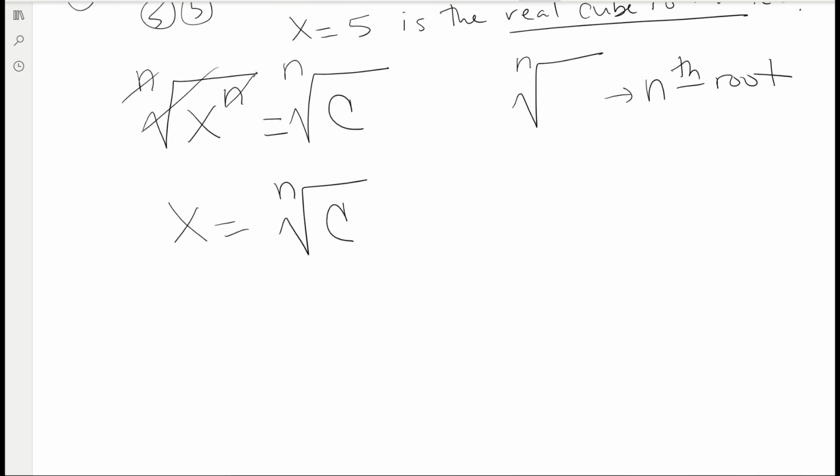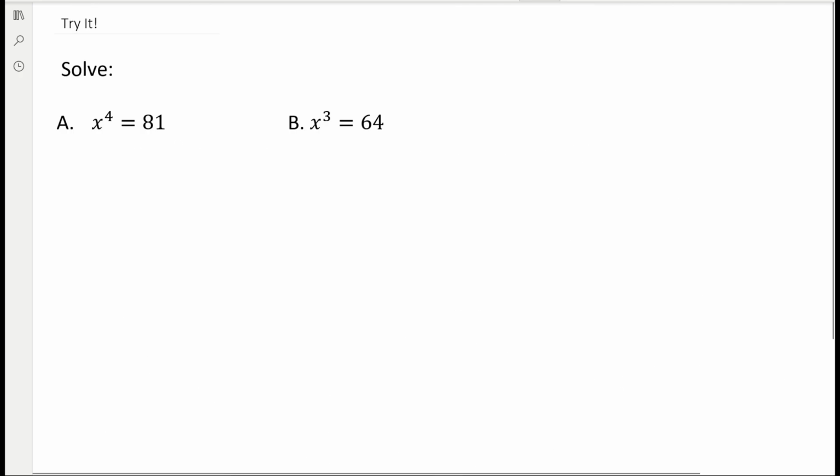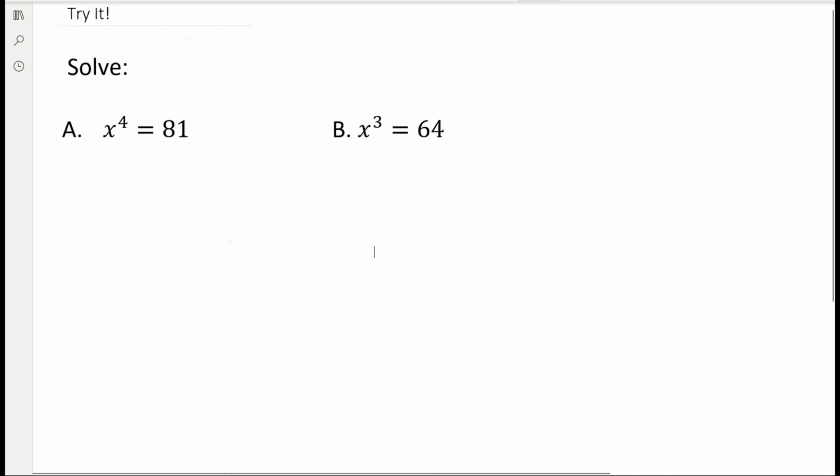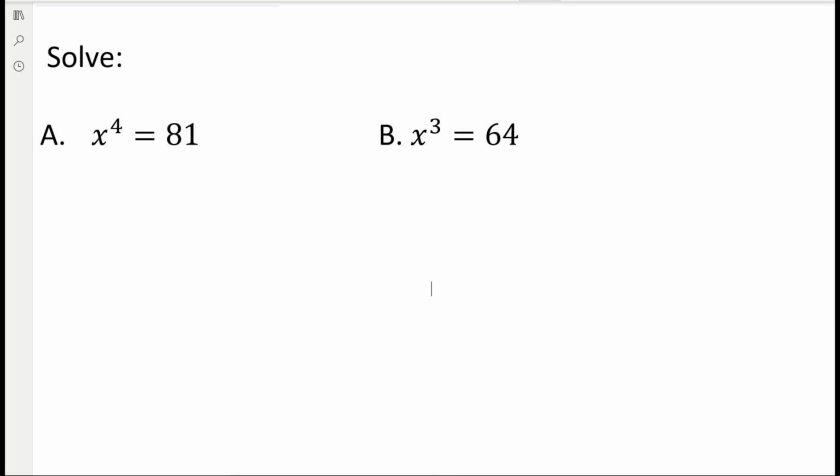All right. So go ahead and try the following problem. See if you can solve x to the 4th equals 81, x to the 3rd equals 64. Pause the video and we'll solve it in just a sec.